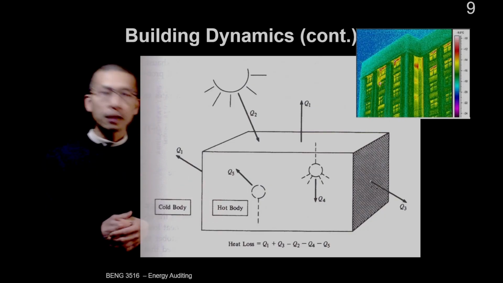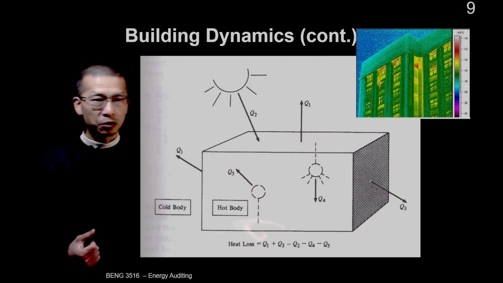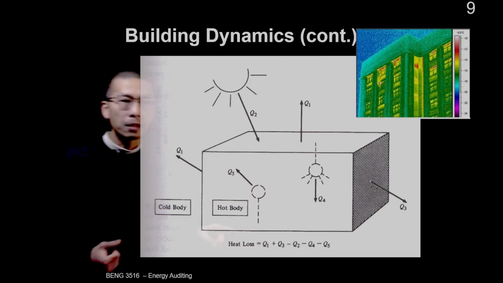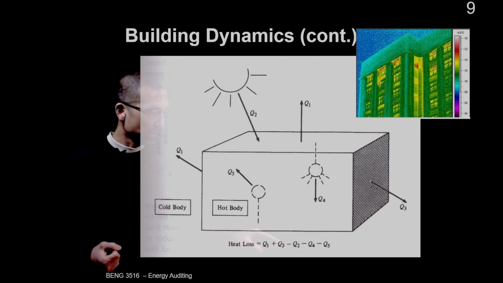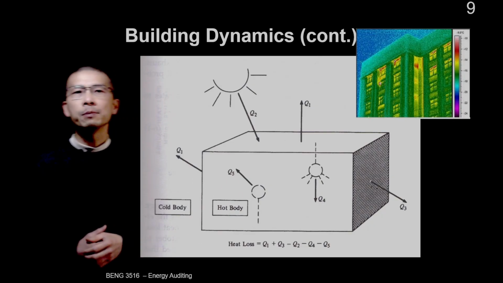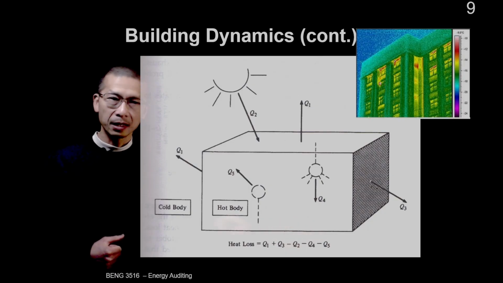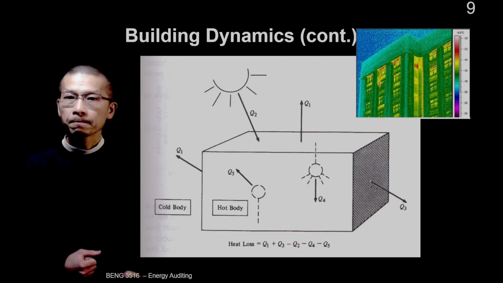Now, the sun, it's actually heat gained. So for Q2, if the convention is heat loss, therefore heat gain would be negative. Equipment, lighting, and people, the internal heat gains, are also negative heat loss. All right.